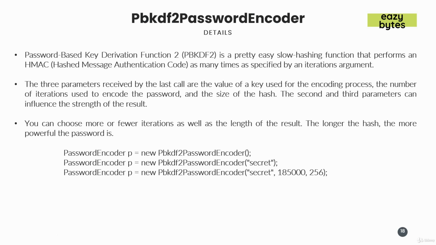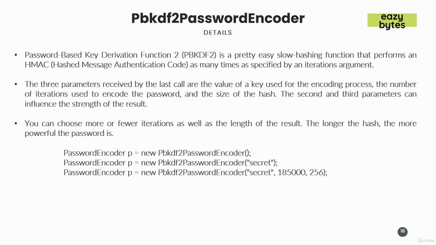One is where you can directly create a simple constructor without any arguments. That means I don't want to mention any secret, and I want to go with the default iterations and the default length of the hash. The next constructor is where I pass the secret that I want to use, and I'm good to use the default values for the number of iterations and the length of the hash. The last one gives me the option of providing the secret, the number of iterations that I want, and the length of the hash that I want to generate.